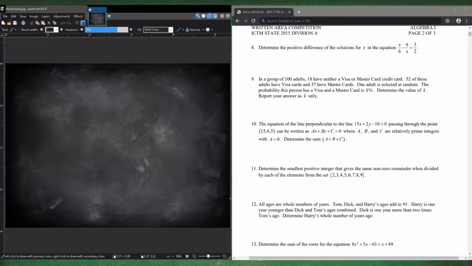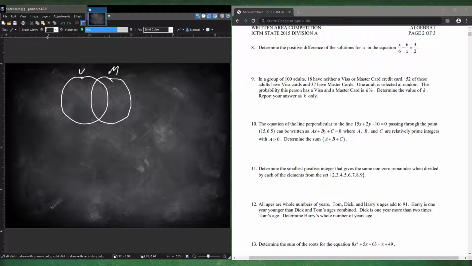Number 9. In a group of 100 adults, 18 have neither a Visa nor MasterCard. 15 of these adults have Visa cards, and 37 have MasterCards. One adult is selected at random. The probability that this person has a Visa and a MasterCard is k%. Okay, so let's do a Venn diagram. So this is Visa, and this one's MasterCard.